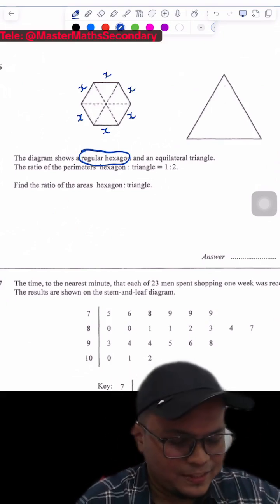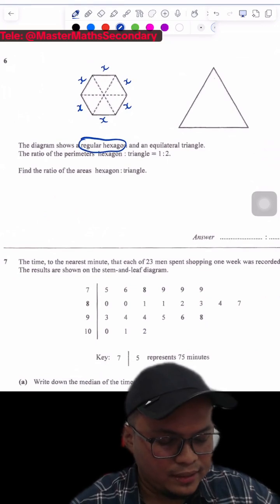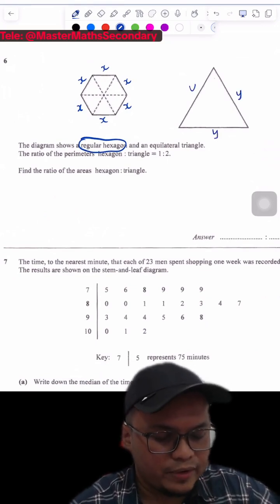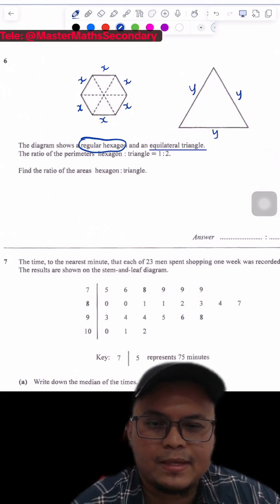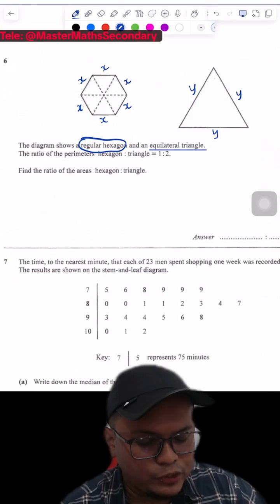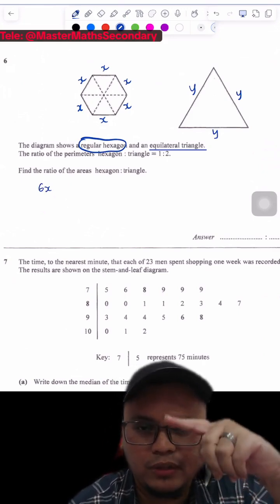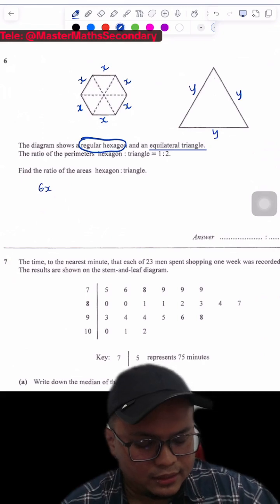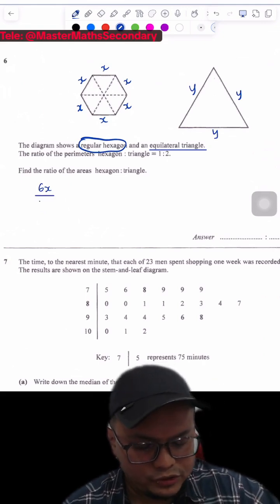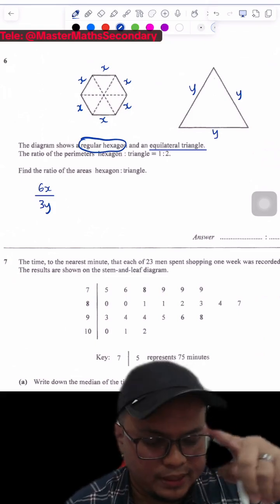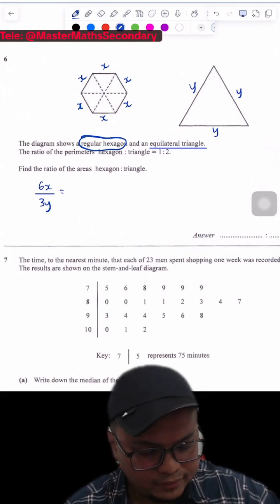Now then we move on to the equilateral triangle. Let's label the sides as y. This would be y, y, and y, since it is an equilateral triangle, so all the three sides would also be the same. So what does this tell me? Because the ratio of the perimeters is 1:2, I know that 6x, which is the sum of all the sides of my hexagon, over my 3y, since 3y is the sum of the sides of my equilateral triangle, would be equivalent to 1/2.